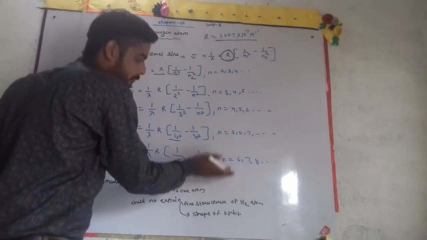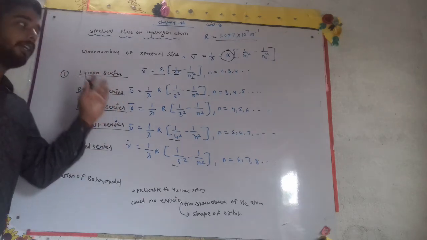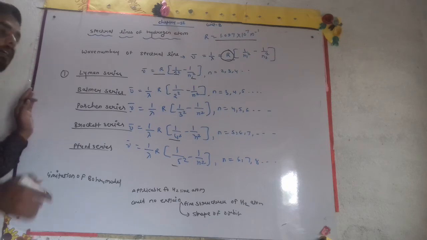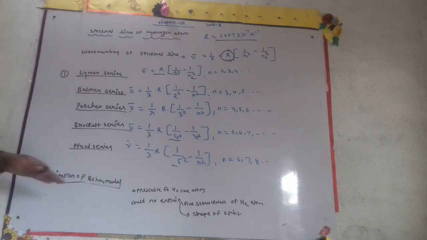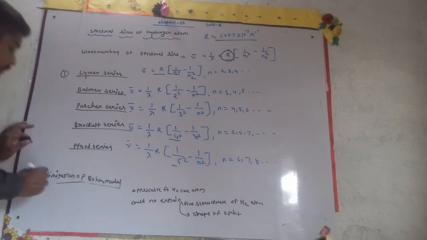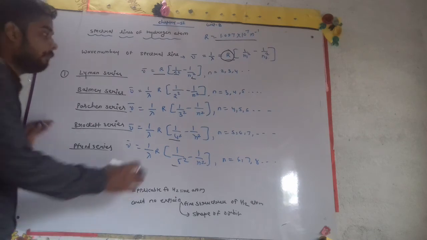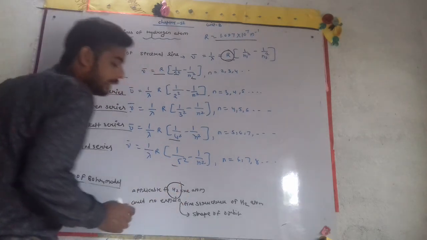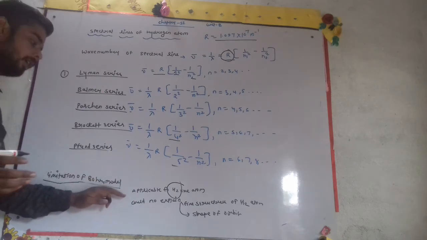You can also see the diagram in the book with the different series of the hydrogen atom. Earlier we discussed some key factors of the Bohr model. Now we are discussing some limitations. The Bohr model of atom is only applicable to the hydrogen atom. It is only applicable to the hydrogen atom, so this is a limitation of the Bohr model.